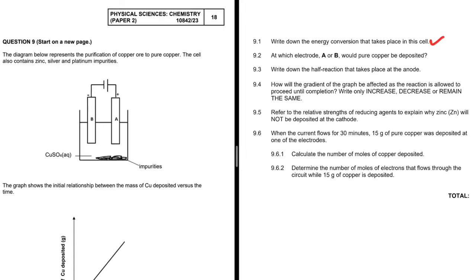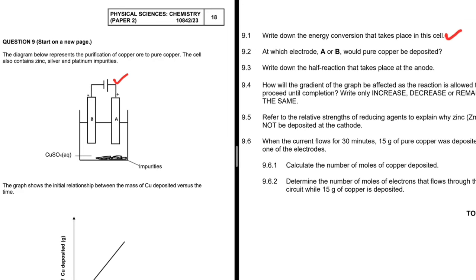9.4.3: Write down the energy conversion that takes place in this cell. It is an electrolytic cell, so we have electrical energy to chemical energy. We can also see that by the presence of a power source: we have electrical energy being supplied to the cell, and that electrical energy is then converted to chemical energy.